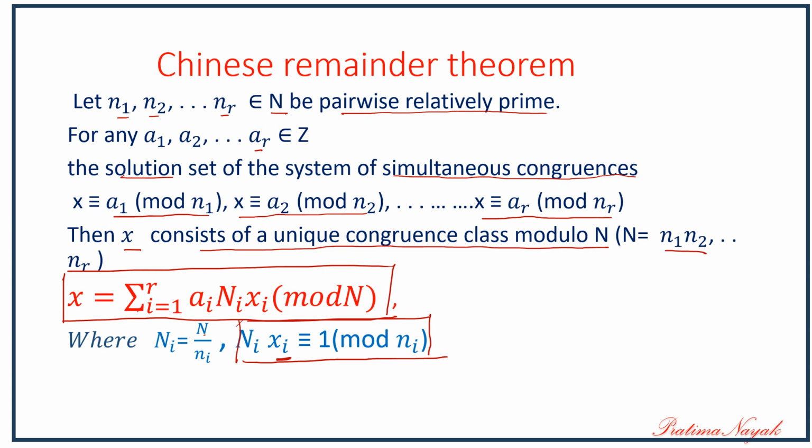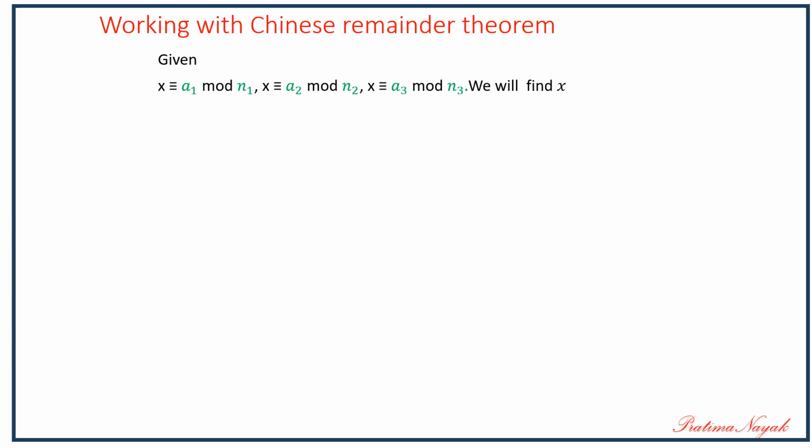So let us proceed to an example. I have taken an example with three simultaneous congruences, and we will write the algorithm or steps of how we will find x, so that it will be easier for you. The three simultaneous congruences are given as x is congruent to a1 modulo n1, x is again congruent to a2 modulo n2, x is congruent to a3 modulo n3. We will find x. So step 1, first we'll multiply n1, n2 and n3. That is denoted as capital N, because at last we'll find x modulo N.